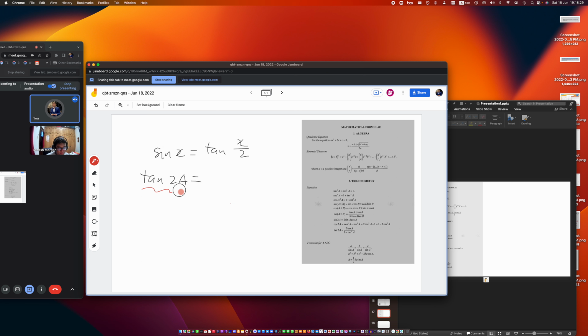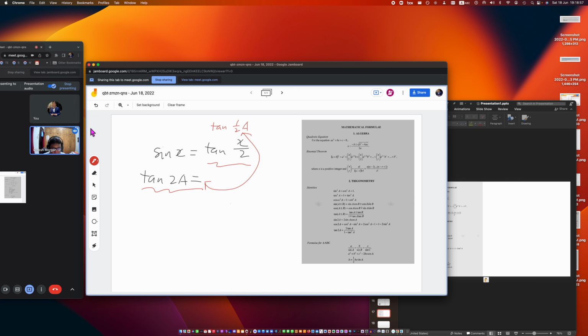You were saying use tangent 2A, but over here it is tangent half A, tangent half x. You can change tangent 2A to tangent half A, like the formula that they give you? You are trying to say that somehow you can apply tangent 2A to tangent half A.